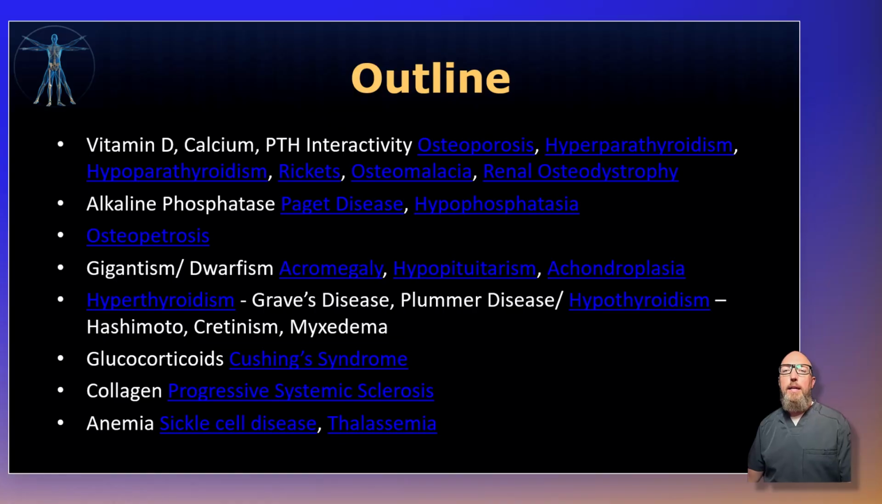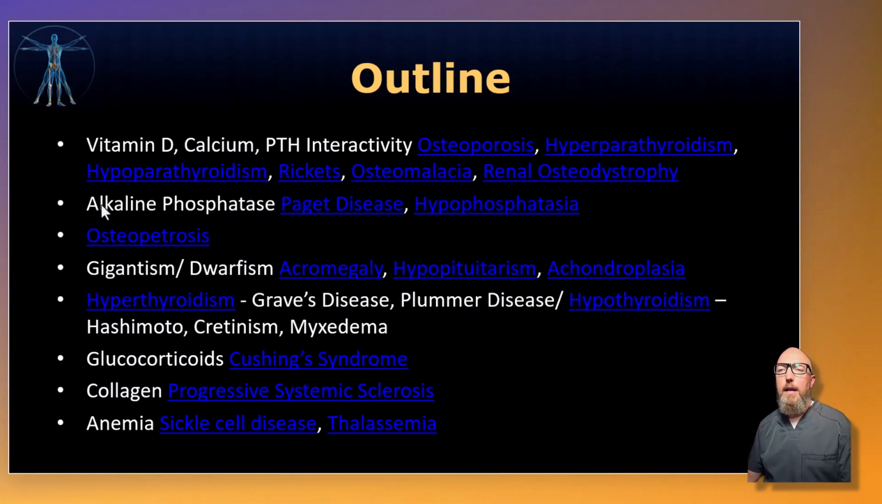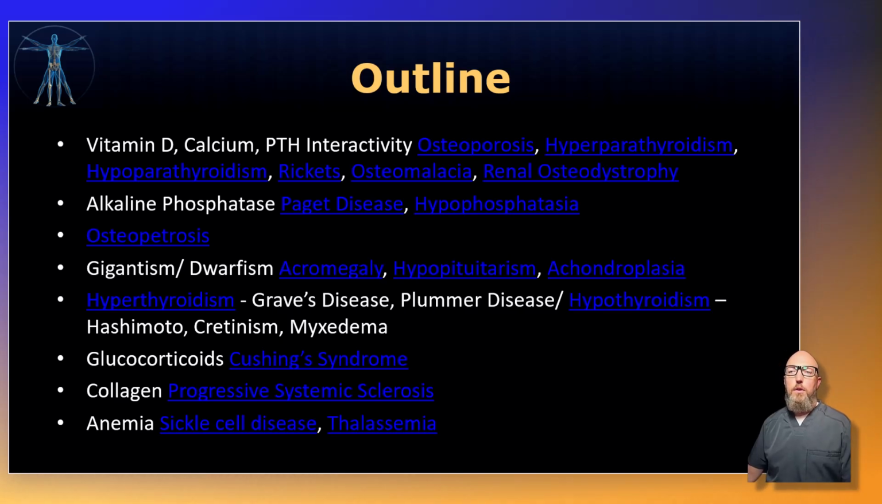So here's the organization, and it's worth pointing out that this deck is organized by mechanism, not by alphabet. 8 system pathways: the calcium, vitamin D, and parathyroid hormone axis, which gives us osteoporosis, hyperparathyroidism, hypoparathyroidism, rickets, osteomalacia, renal osteodystrophy. Then alkaline phosphatase, where we'll talk about Paget's and hypophosphatasia. And then osteoporosis, which is an osteoclast problem. Then the growth hormone diseases, then thyroid, glucocorticoids, collagen, and the anemias.